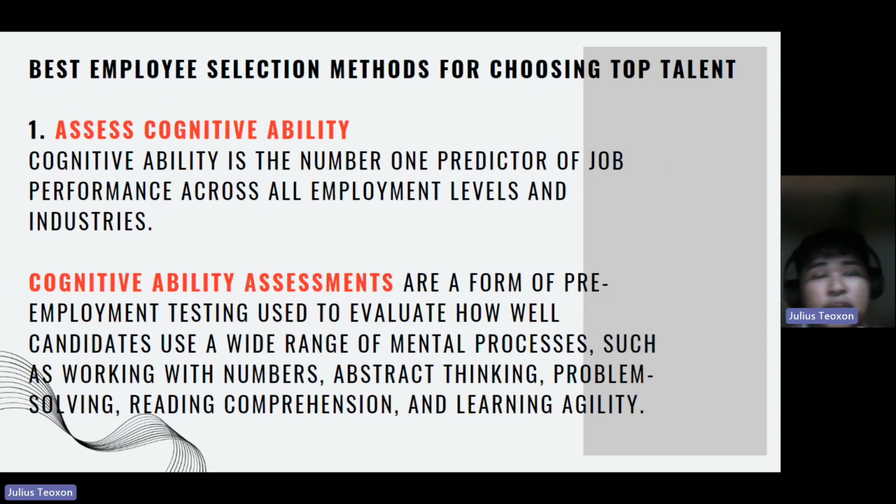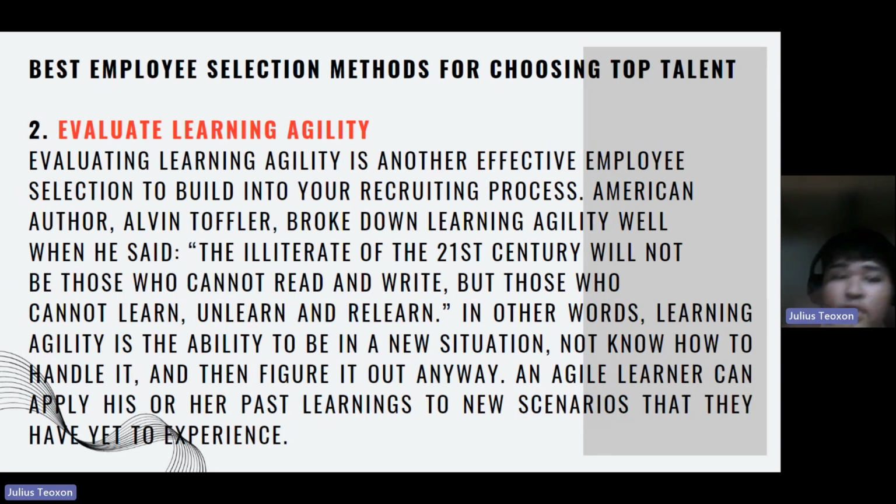Next is the best employee selection methods for choosing top talent. First is assess cognitive ability. This cognitive ability test will show if the employee solves problems, interprets information, and recalls information without any struggles.